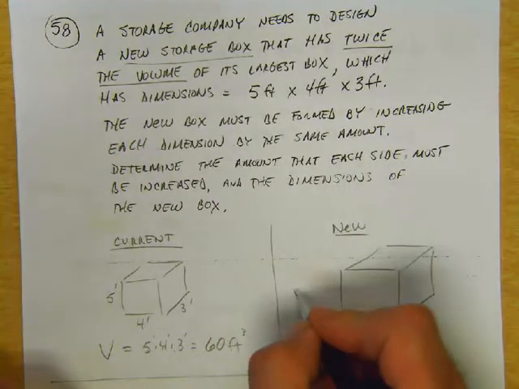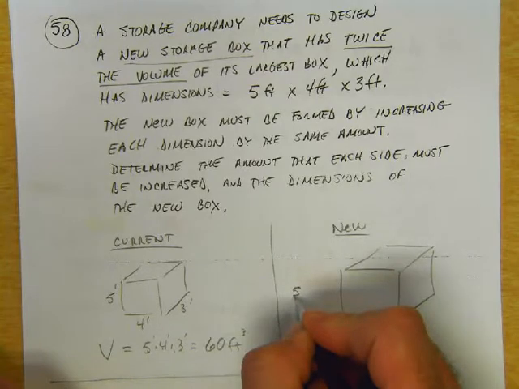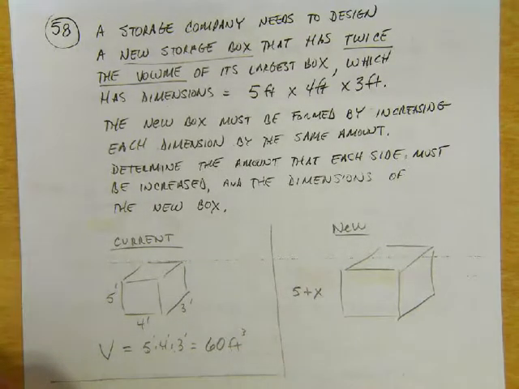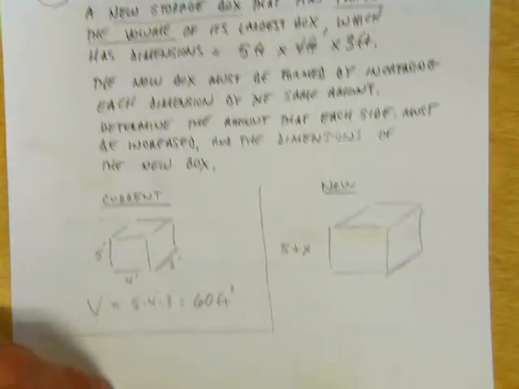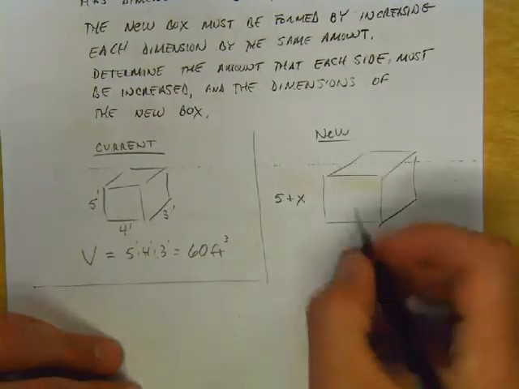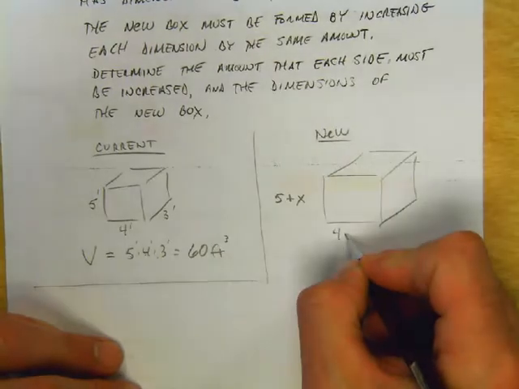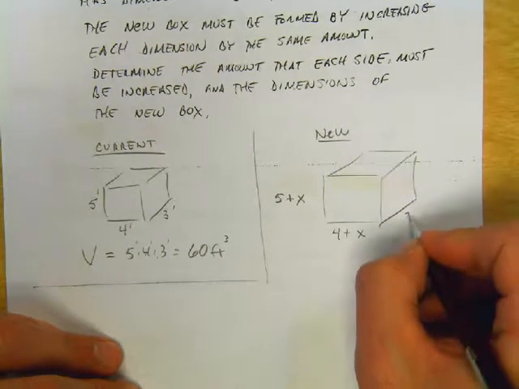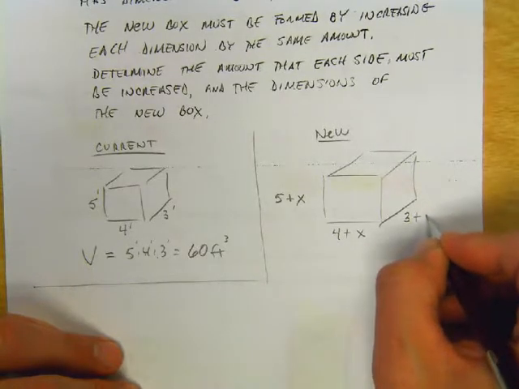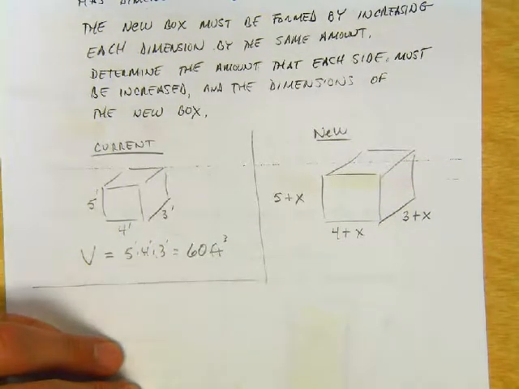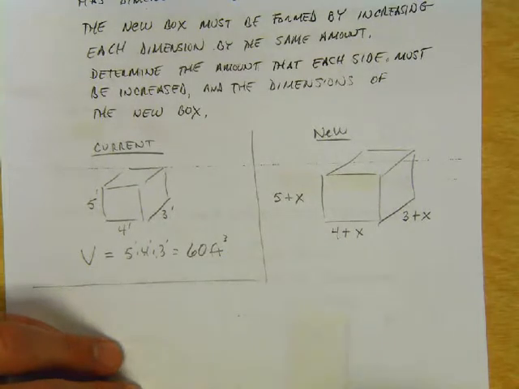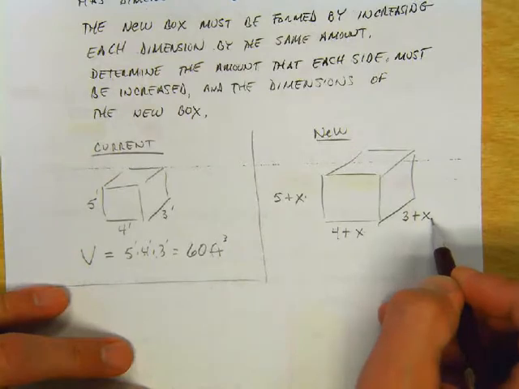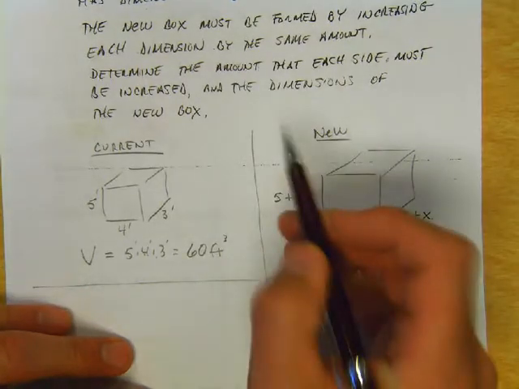Alright, so if we have a side that's 5, we must increase it plus by some amount x. And the 4-foot side, we must increase that by the same amount. And the 3-foot side, we must increase by the same amount. Determine the amount that each of these sides must be increased, and then find the dimensions of the new box.